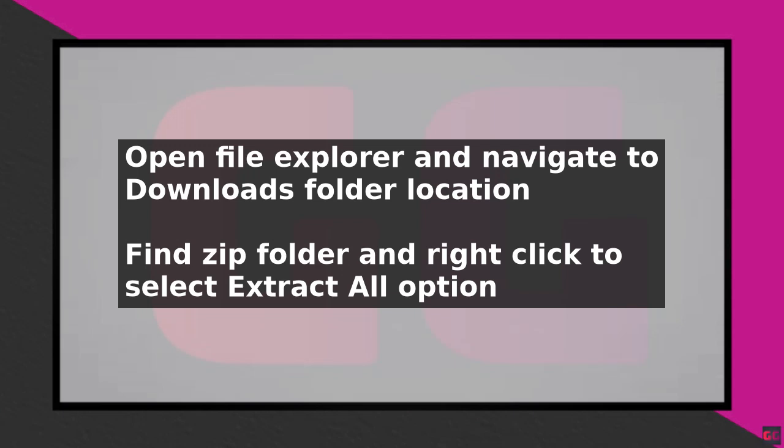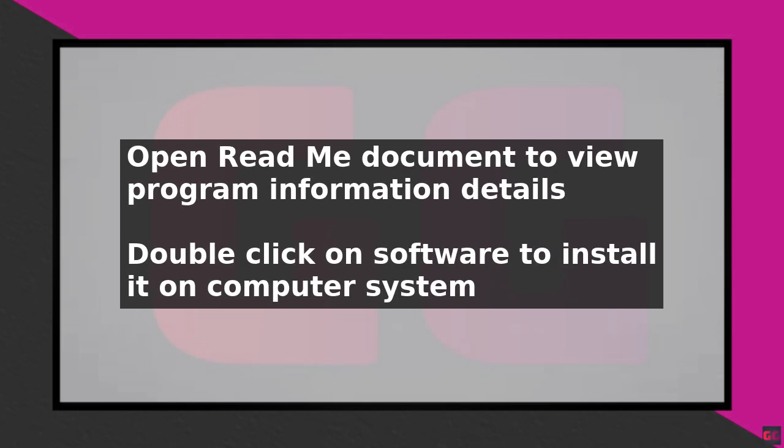Open the README document to view information about the program. Then double-click on the software to install it on your computer. The process is relatively straightforward, and following these steps should allow you to successfully download and install the Glorious Model D mouse software.